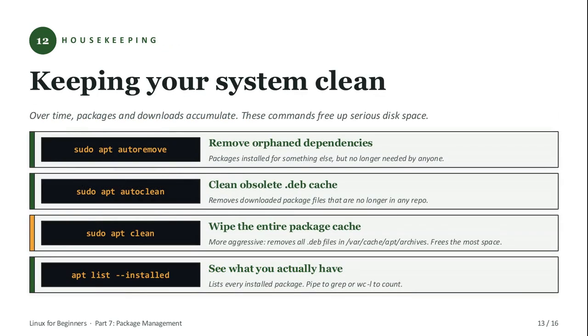A bit of housekeeping goes a long way because over months of installing and updating, your system quietly hoards megabytes, sometimes gigabytes, of stuff it no longer needs. Sudo apt autoremove clears out orphaned dependencies, those libraries pulled in for a package you've since uninstalled. Sudo apt autoclean tidies the download cache by deleting .deb files that aren't even in any repo anymore, while sudo apt clean is the more aggressive cousin. It wipes the entire archive folder and usually frees the most space. And if you ever want to see what's actually on your machine, apt list --installed gives you the full inventory. Pipe it through grep to search or wc -l to get a count.